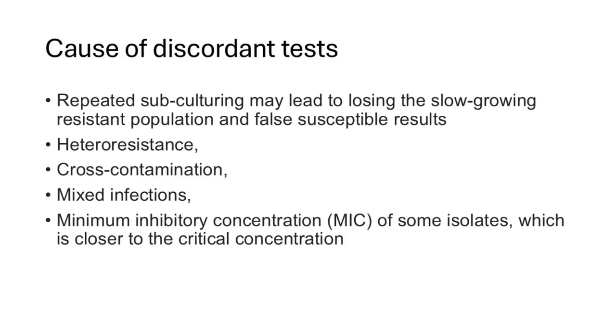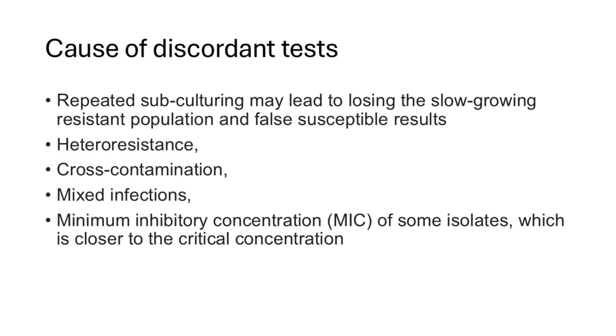Now, what would be the cause of discordant tests? Sometimes what happens is when you take a sample and you culture it and then you subculture it, the slow growing resistant population, you will lose them and you may get a false susceptible report. Now in our patient, the Genexpert was the one that showed susceptible. So obviously we've not cultured or subcultured it.